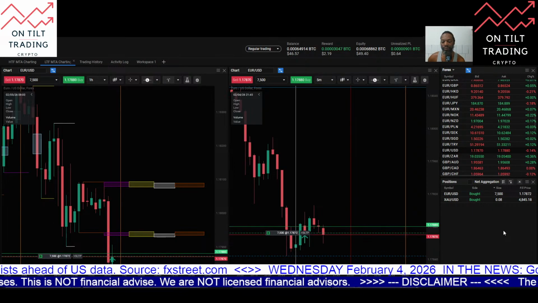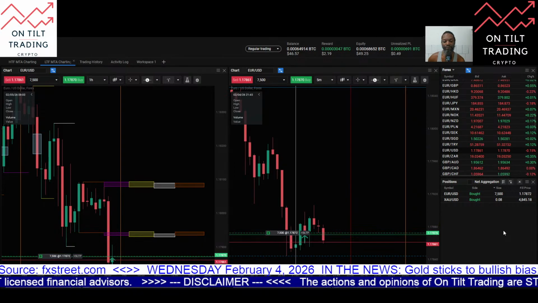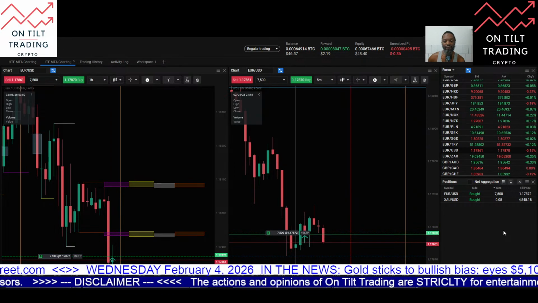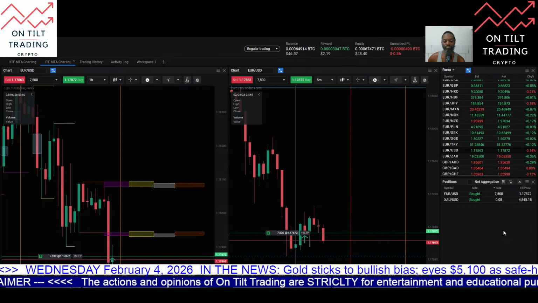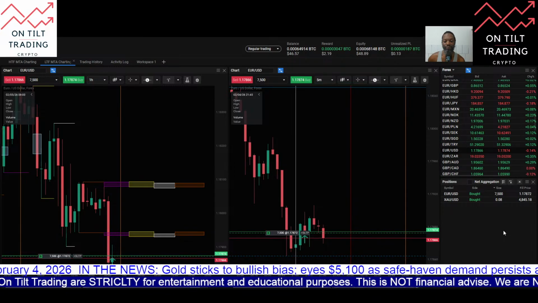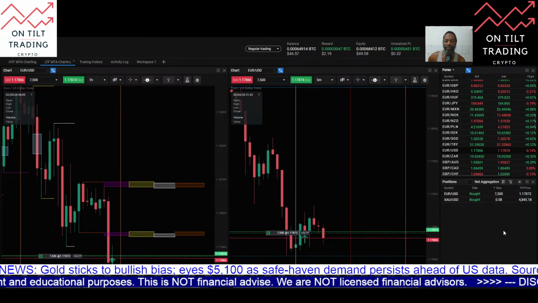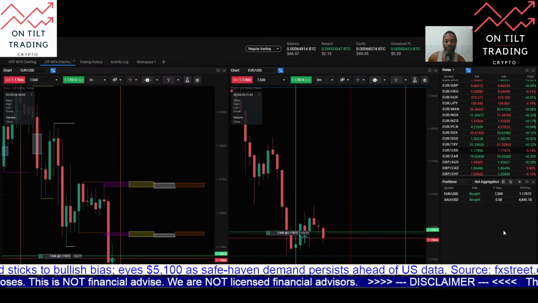Price consolidating here on euro dollar, 117.870. Seeing the spread jump around here, so definitely some volatility here in today's Asian session.